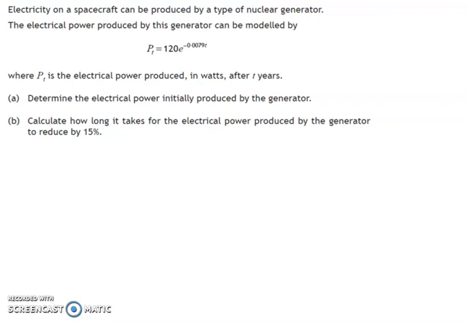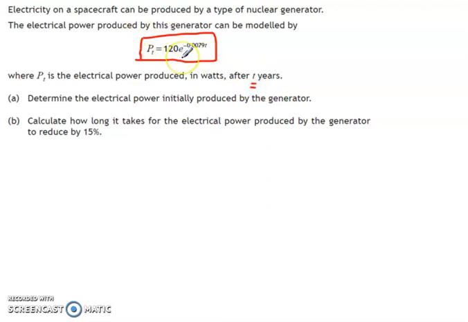Now, one thing to remember is that exponentials tend to be used to model decay or increase of something across time. That's their most common use. Now, in this one, it's looking at electricity on a spacecraft produced by a type of nuclear generator. What it says is that it can be modelled using this equation here. And in here, P(t) is the electrical power produced in watts after t years.